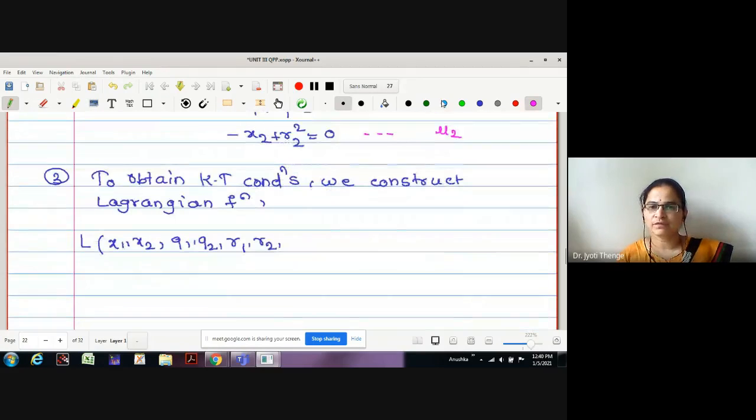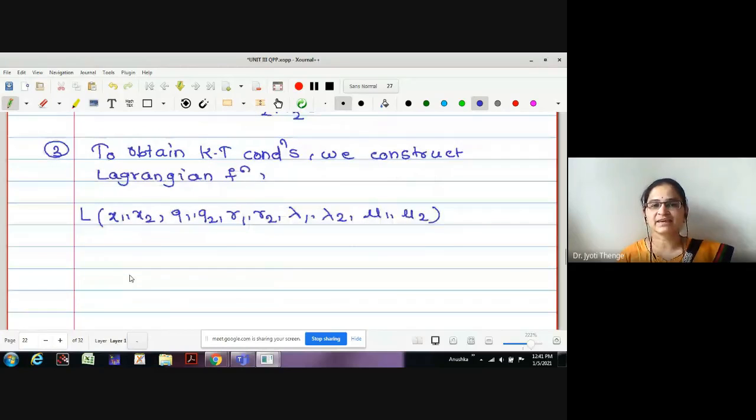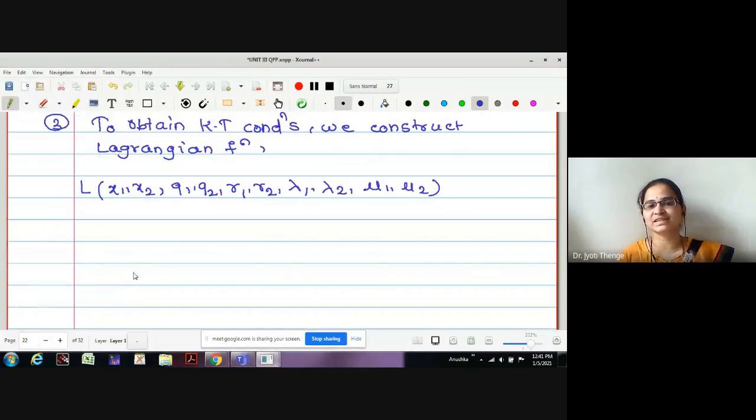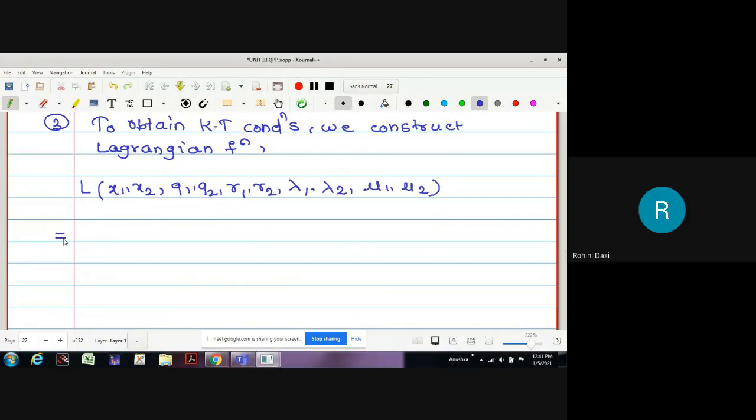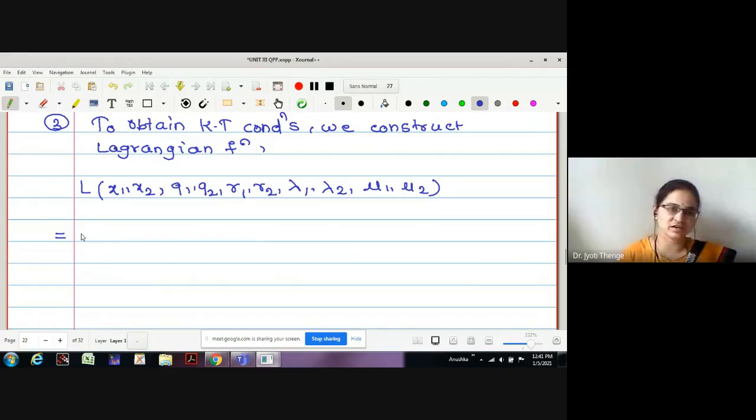Therefore, how many variables we have? R1, R2 I have written. Lambda 1, lambda 2, mu1, mu2. Therefore, look, if we have a problem with 2 variables and 2 constraints, this many variables will get involved. Just think, if we have a problem with 4 variables and 3 constraints, how many variables will get involved? Okay. Let us construct the Lagrangian function.